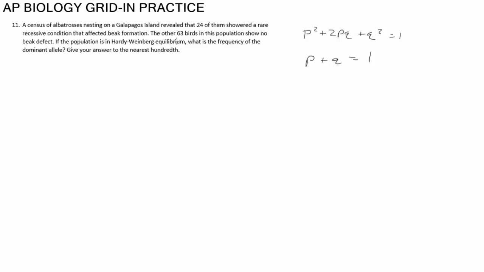The other 63 show no beak defect, so they are either the homozygous dominant or the heterozygous individuals. Again, I have to start this problem by looking at the homozygous recessive, because I don't know whether those 63 are homozygous dominant or heterozygous. I don't know the combination of those two. So the fraction of the population that is homozygous recessive is going to be 24 out of a total, which is 87. And that is going to be 0.28, and that's going to be equal to my q squared value.